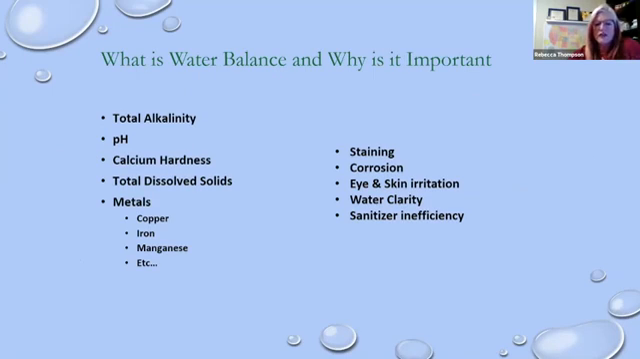What is water balance and why is it important? Water balance consists of total alkalinity, pH, calcium hardness, total dissolved solids, and metals, such as copper, iron, and manganese, with copper and iron being the most commonly found. And why is it important? Improper water balance can cause staining, corrosion, eye and skin irritation to the swimmers, and it can affect your water clarity. It can make your sanitizer ineffective, which can cause algae growth and green pools, which none of us want to see.